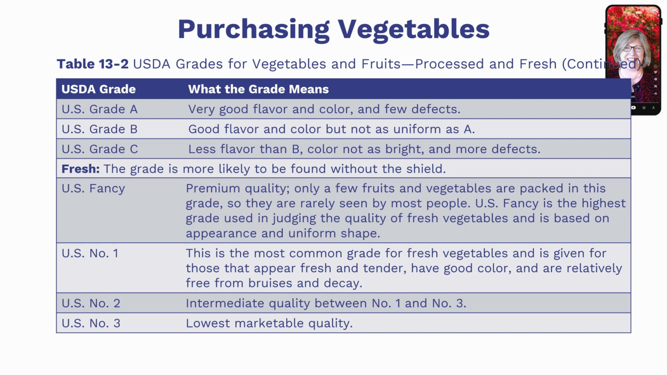U.S. number 1, this is the most common grade for fresh vegetables. It's given for those that appear fresh and tender, have good color, and are relatively free from bruises and decay. This is what we normally see in the grocery store. Then there's a U.S. number 2, which is an intermediate quality, and then number 3, the lowest marketable quality. Next time you're shopping for fruit or vegetables, see if you notice the grade, and that might help you remember.